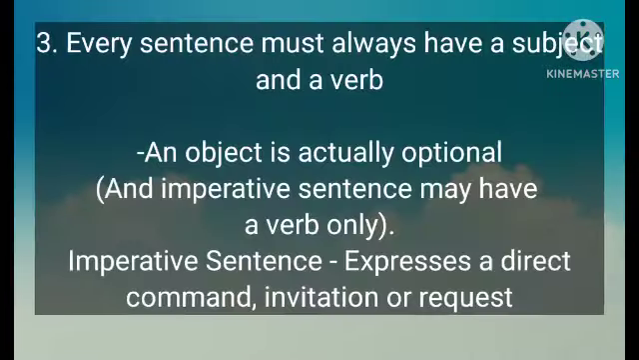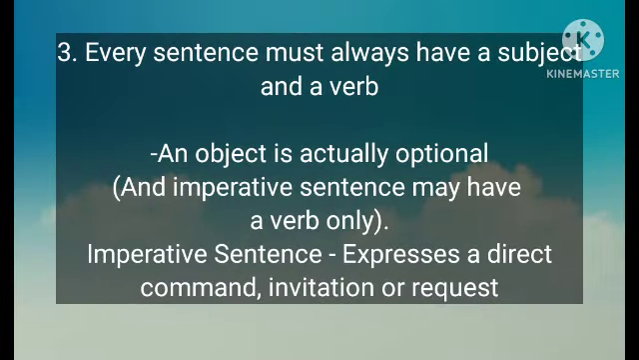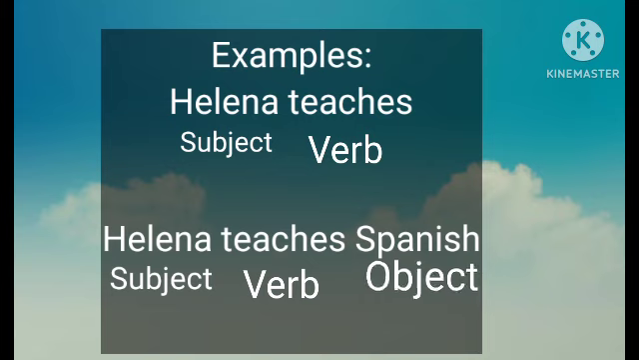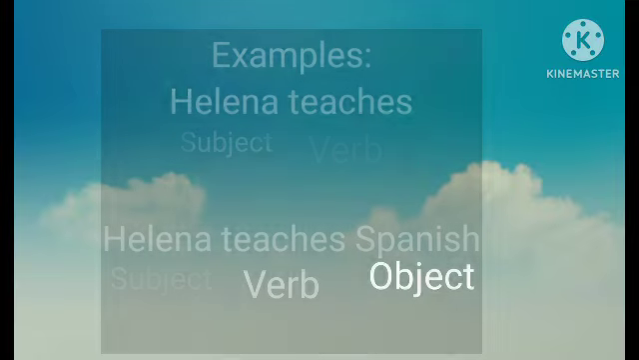Now number 3 is every sentence must always have a subject and a verb. An object is actually optional here, and an imperative sentence may have a verb only. But what is imperative sentence? Imperative sentence is express a direct command, invitation, or request. Now, example, Helena teaches. Our subject here is Helena, and the verb is teaches. The second example, Helena teaches Spanish.